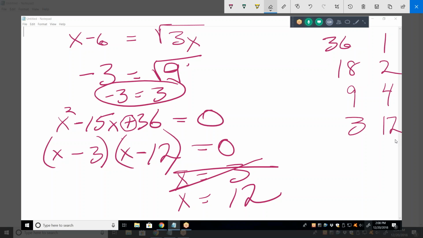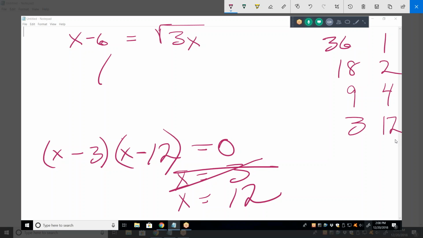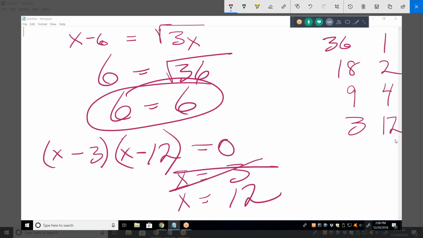Let's try 12. Almost certainly one of them is a solution. It's just frequently one of them is not. So when you substitute x equal 12, what do you get? On the left. What do you get on the right? You get the square root of 36, which is what? Aha, so that one works. So that is our only solution, 12, to this equation.